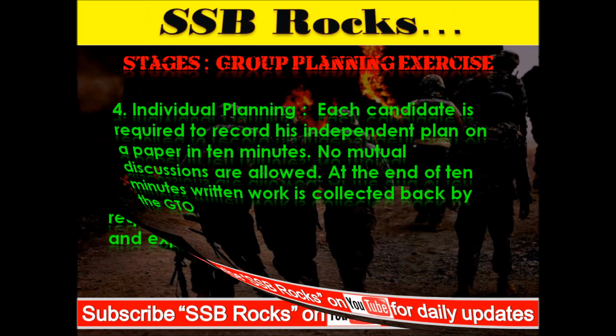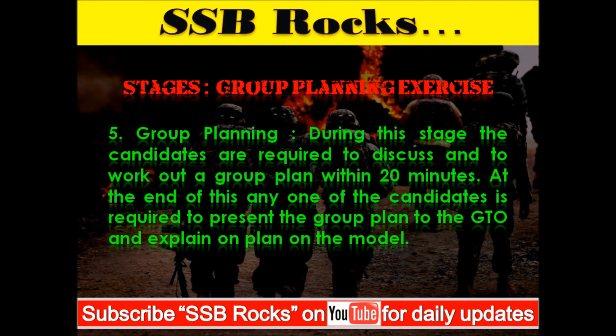Fifth and the last stage is group planning. During this stage, the candidates are required to discuss and work out a group plan within 20 minutes. At the end of this, any one of the candidates is required to present the group plan to the GTO and explain the plan on the model.